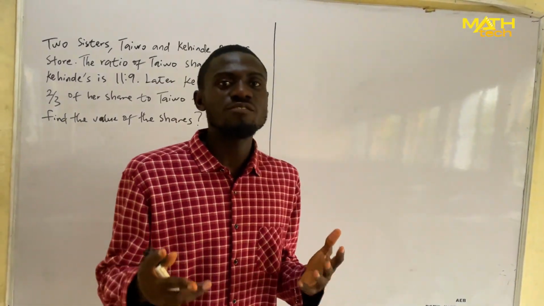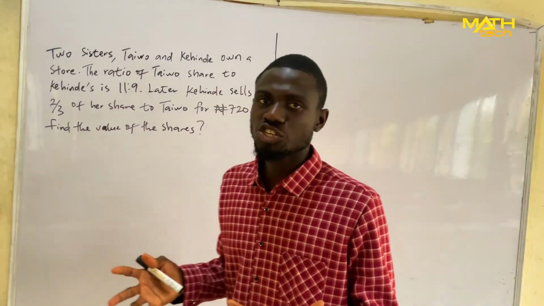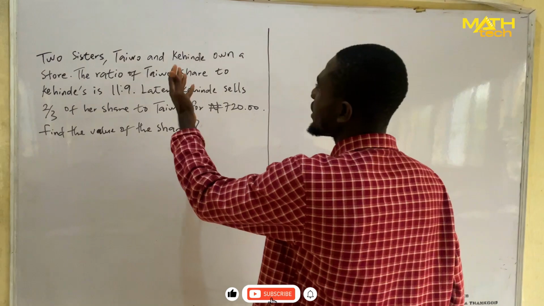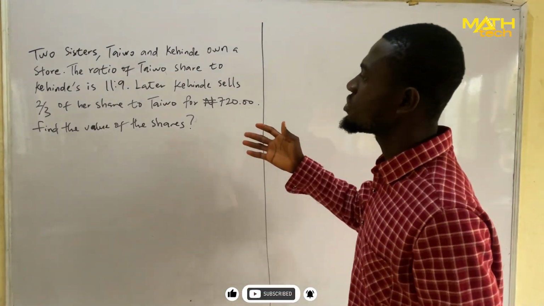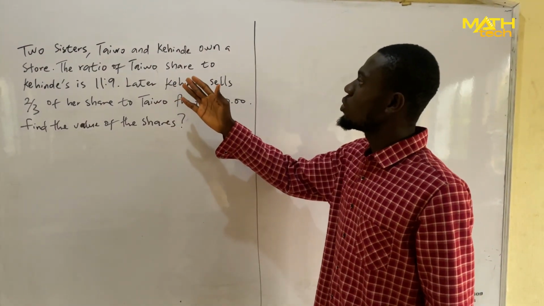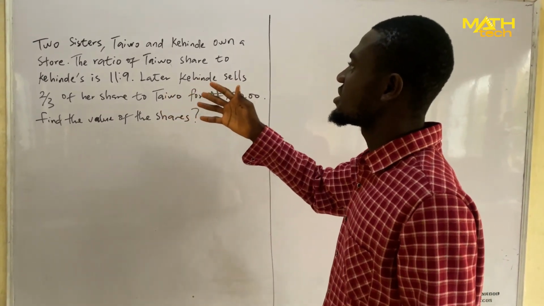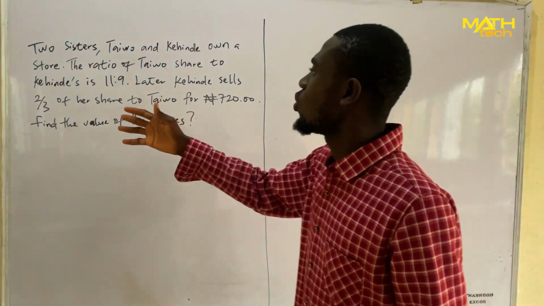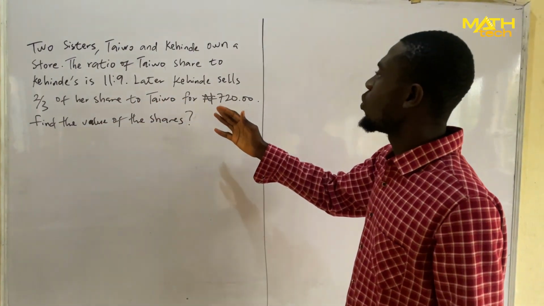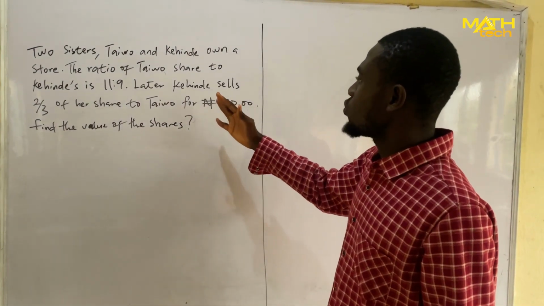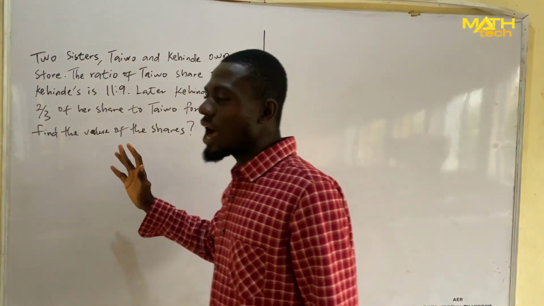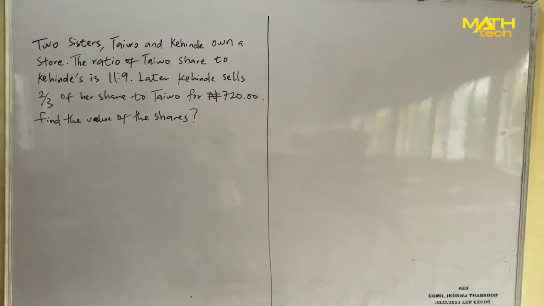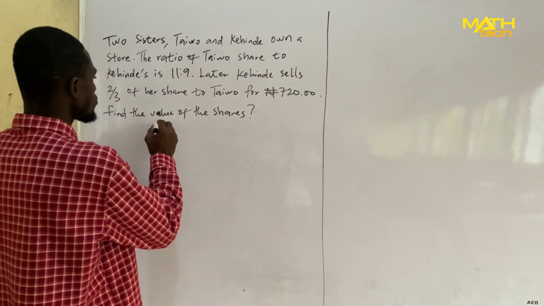Today we'll be solving a very simple question on ratio and proportion. Now this is the question. Two sisters, Taiwo and Kehinde, own a store. The ratio of Taiwo's share to Kehinde's share is 11:9. Later, Kehinde sells 2/3 of her share to Taiwo for 720 naira. Now we are asked to find the value of the shares. So let's begin to solve the question.